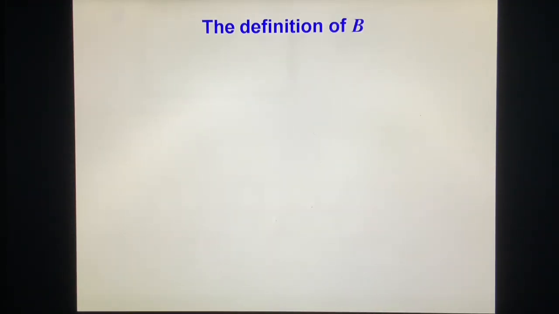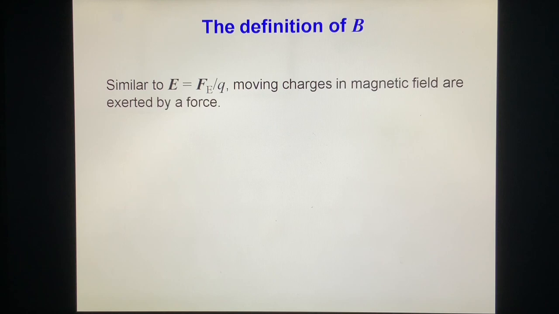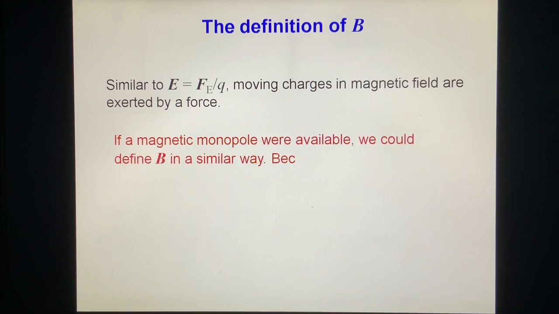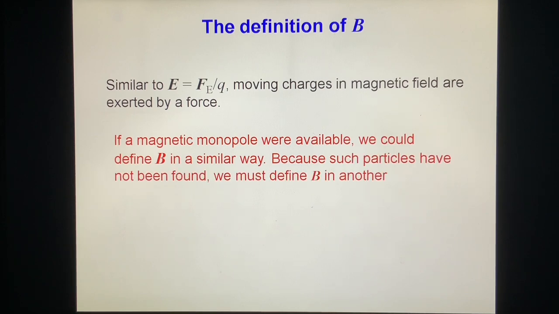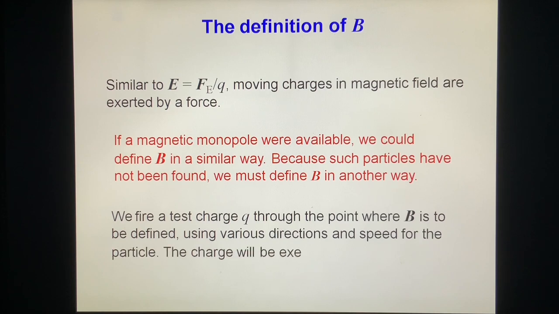The definition of magnetic field B. Similar to E equals F_E over q, moving charges in a magnetic field are exerted by a force. If a magnetic monopole were available, we could define B in a similar way. Because such particles have not been found, we must define B in another way. We fire a test charge q through the point where B is to be defined. Using various directions and speeds for the particle, the charge will be exerted a force F_B.